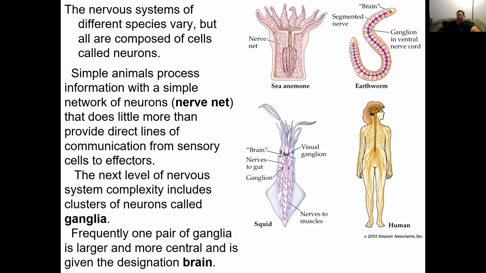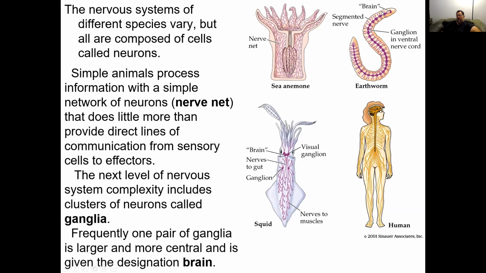But we begin to see something that kind of looks like a central nervous system. Now, what is a central nervous system? A central nervous system, as you can see in this human, is the brain and spinal cord. The peripheral nervous system is everything outside of the central nervous system. So all these nerve fibers that you're seeing in the legs and in the arms and so forth are part of the peripheral nervous system.